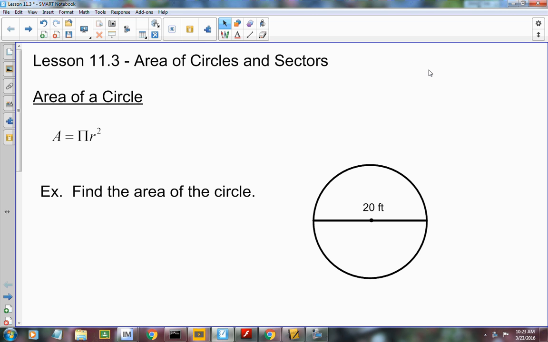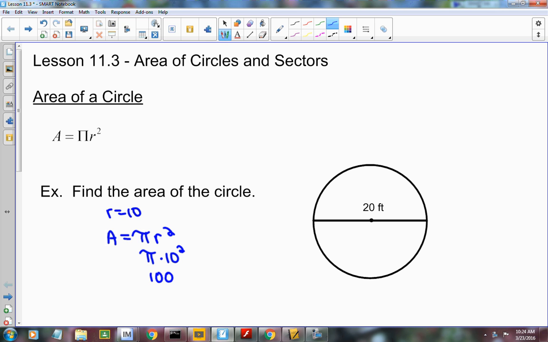Here's an example. We want to find the area of the circle. What have they given us? The diameter. So if the diameter is 20, what does that make the radius? 10. So I've got a radius of 10. I'm going to plug it into my formula, which is pi r squared. So I have pi times 10 squared, which is 100 pi feet squared. That is an exact answer.